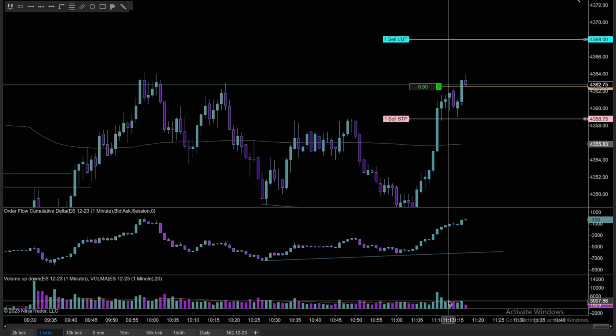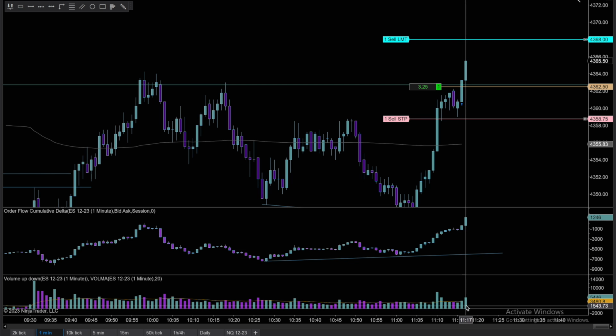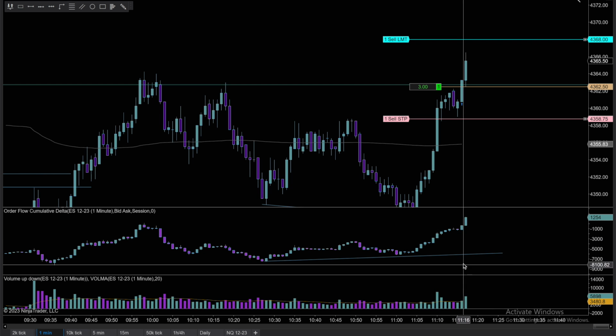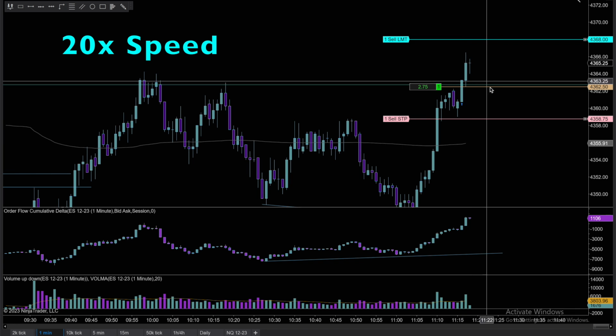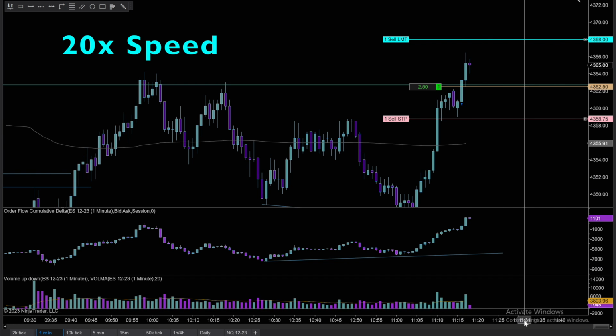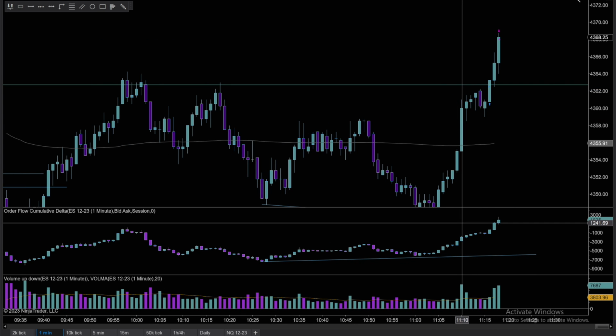And I've got a little moving average on here. You might not be able to see, but this spiked above the moving average. And here we go. Big spike in volume, big spike in delta, big spike in volume as we start to move up towards our target. And there it is. The trade is done.